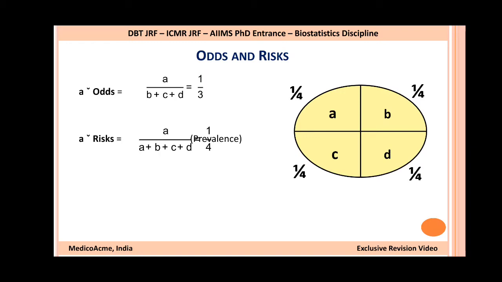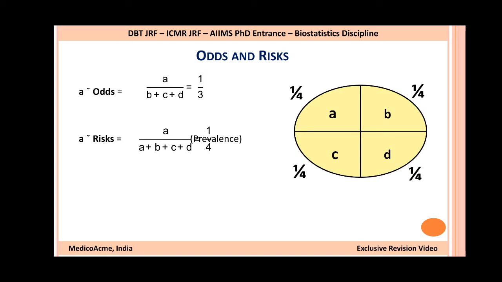So suppose this is data, and you have divided the data into 4 parts, 1 by 4, 1 by 4, 1 by 4, 1 by 4. So what will be odds, what will be risk? Risk is basically prevalence, where you divide A by A plus B plus C, means one part of the data divided by the whole data. One part of the data divided by all the other data will be odds, okay. Remember, in this way, the data of your choice divided by the other data will be odds.